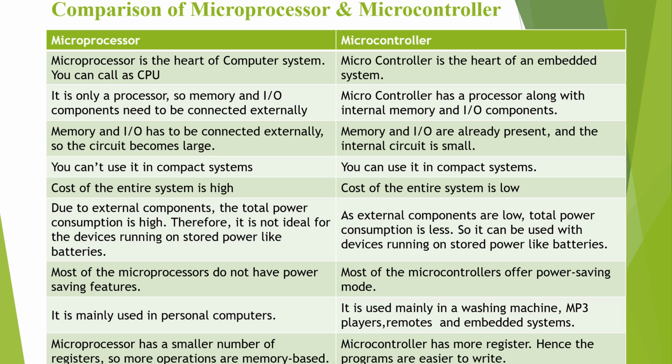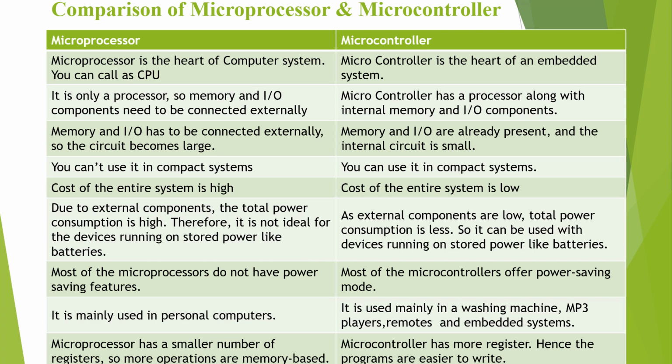A microprocessor is the heart of a computer system and you are referring to it as a CPU, that is central processing unit, while a microcontroller is the heart of an embedded system. A microprocessor is only a processor, so memory and all I/O components are connected externally to the microprocessor with an external bus, while a microcontroller has a processor, that is a core, along with internal memory and I/O components on a single chip.